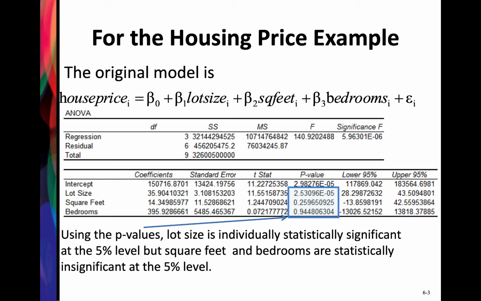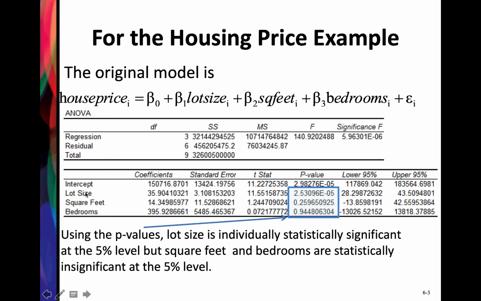Here's an example. It's the same housing price example. So the original model was housing price is a function of lot size, square feet, and bedrooms. If we run this regression and regress housing price on lot size, square feet, and bedrooms, here's the results. We can see that there's only 10 observations because n minus 1 is 9, so n is 9 plus 1, is 10.